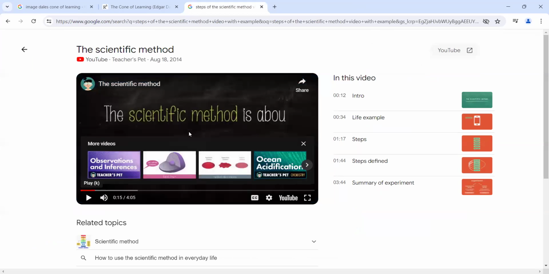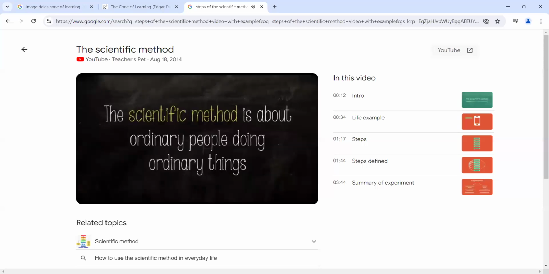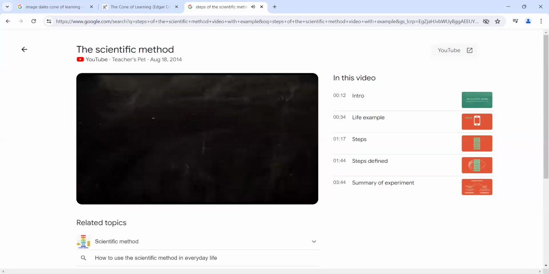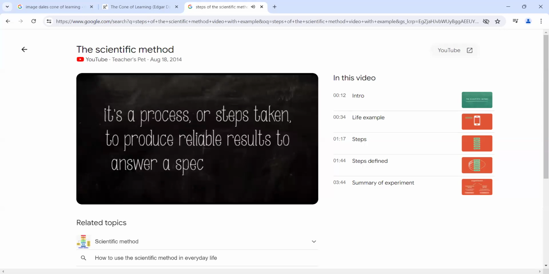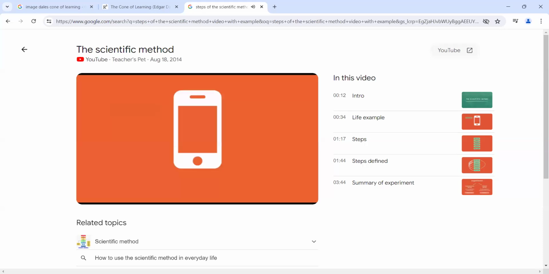The scientific method is about ordinary people doing ordinary things. That includes you, me, and other scientists in the world. The scientific method is just a process or steps taken to produce reliable results to answer a specific question. Maybe you think you don't use a scientific method in your life, but I can guarantee that you do. For example, imagine you wake up on a Saturday and you couldn't find your cell phone. That's an observation. Then you do a little research by thinking about the last time you had it.